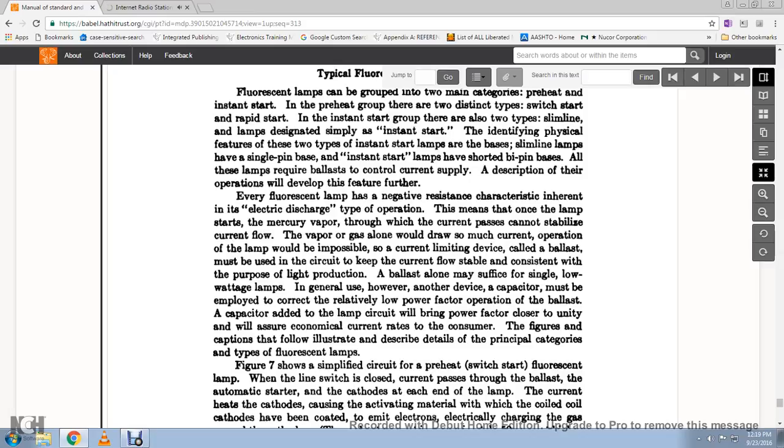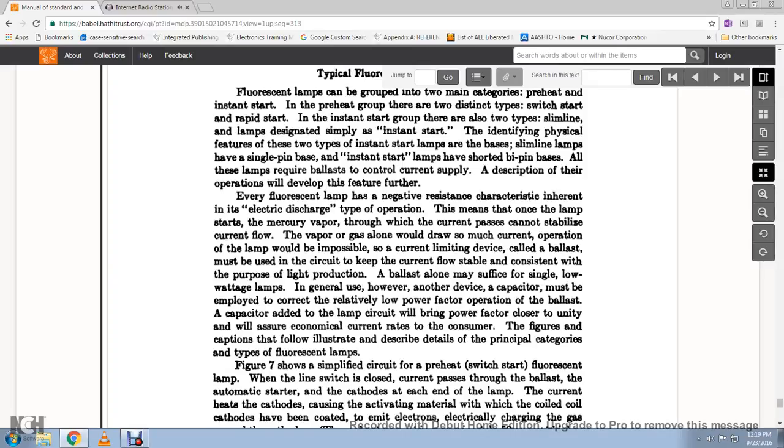The ballast alone may suffice for a single low voltage, low wattage lamp. In general use, however, another device, a capacitor, must be employed to correct the relatively low power factor. Operating with a ballast, a capacitor is added to the lamp circuit to bring the power factor closer to unity and will ensure economic current rates for the consumer.